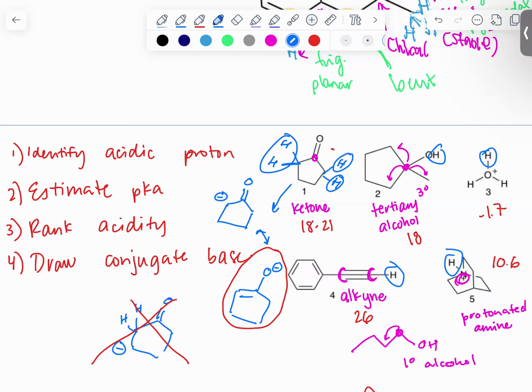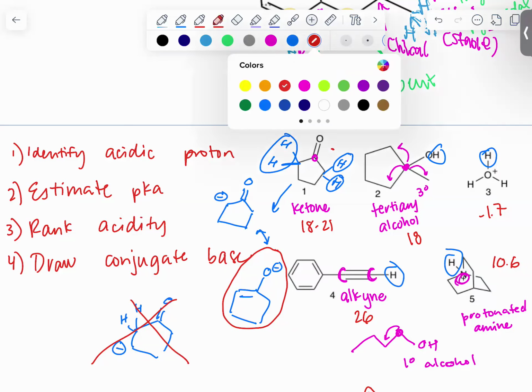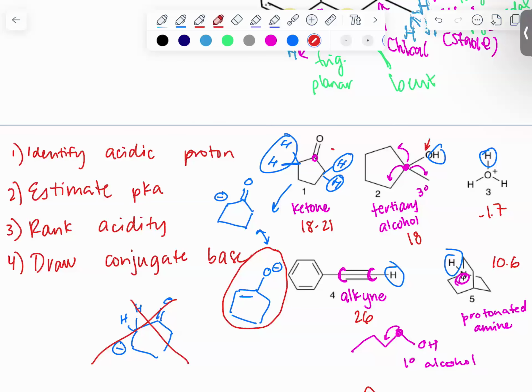A good starting place is heteroatoms. So, with these examples, you have this tertiary alcohol. Oxygen is a heteroatom, and it has a proton.